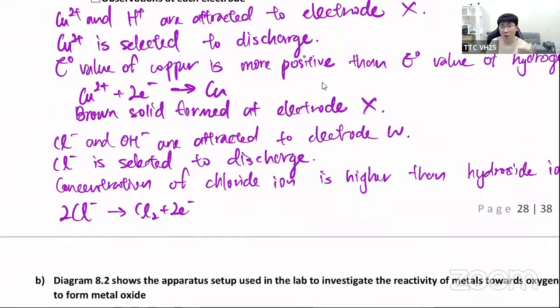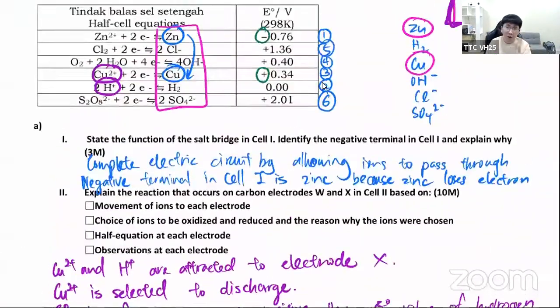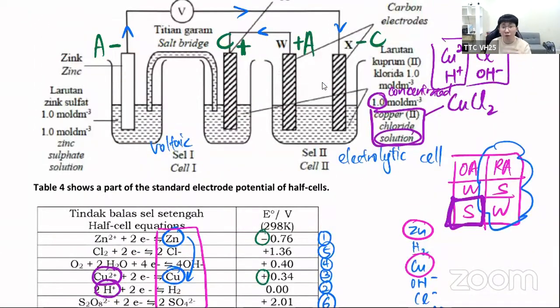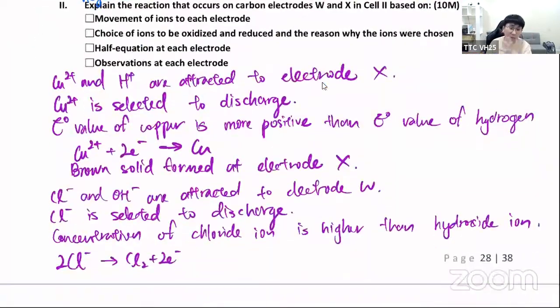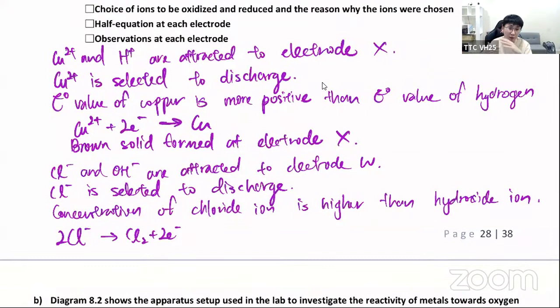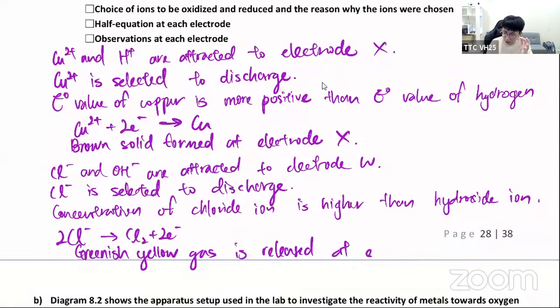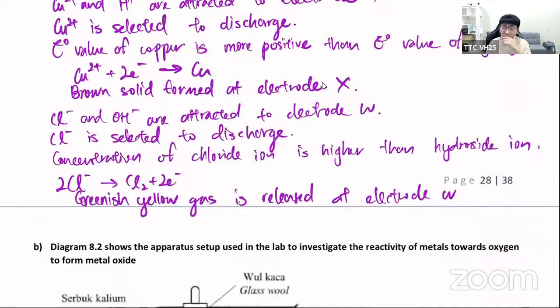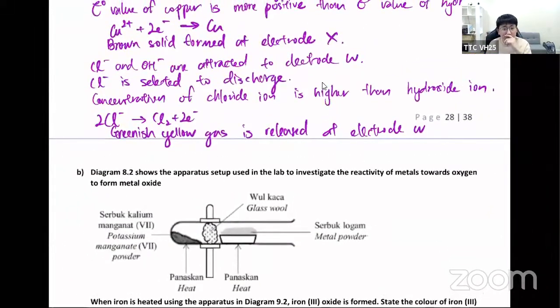And what you're supposed to see? What's your observation? Guys, what's the color of chlorine gas? So we can say, okay, from here, for electrolysis, usually you will form chlorine gas. Okay, so the chlorine gas is supposed to be a yellow gas, greenish yellow gas also can. So your answer should be greenish yellow gas is released at electrode W. Okay, so guys, hopefully you have a better idea.